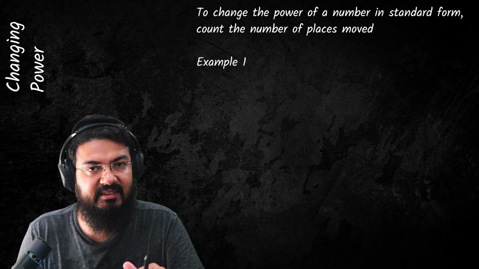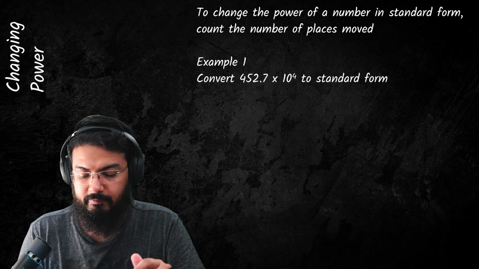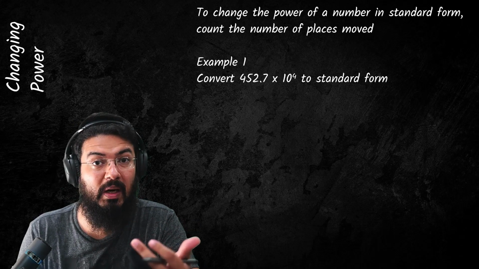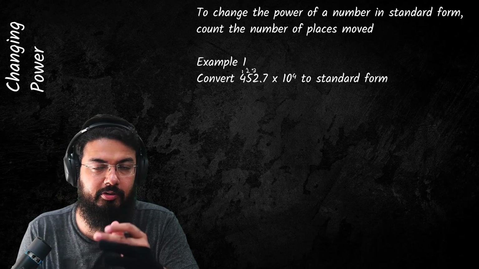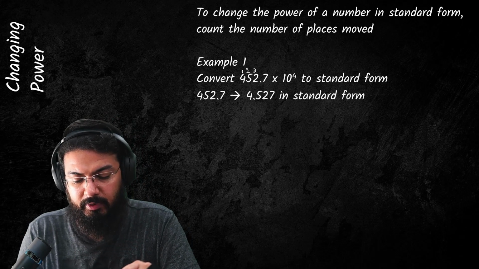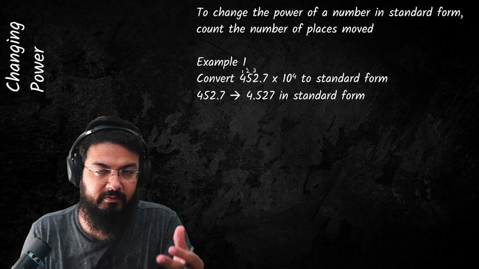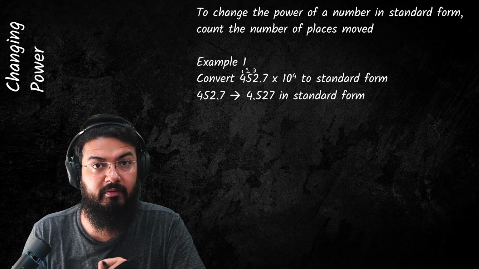So let's take an example. You have 452.7 times 10 raised to power 4. That's very simple. Is this in standard form? No, it's not. Why? You have 1, 2, and 3 digits to the left of the decimal point. We can only have 1. So what are we going to do? We are going to move the decimal places. So now 452.7, the correct way of writing it in standard form is going to be 4.527.